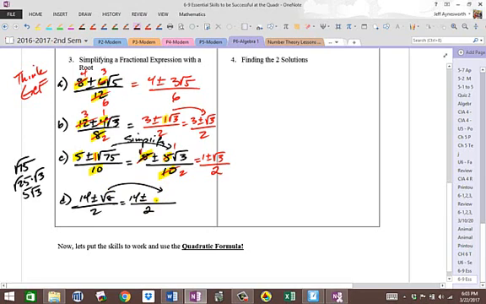Come on, guys. Simplify this. Just don't listen to me, copy and take notes. Simplify the root and work with me here.